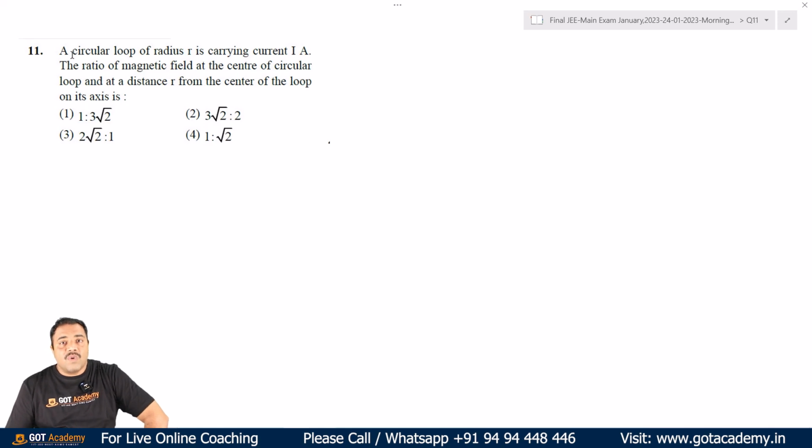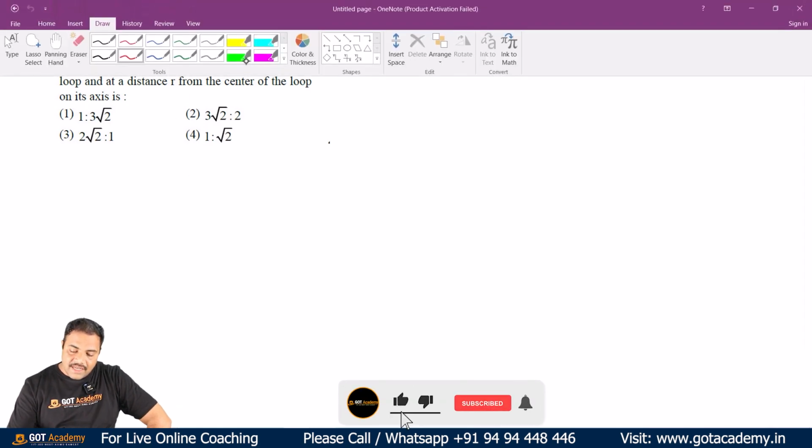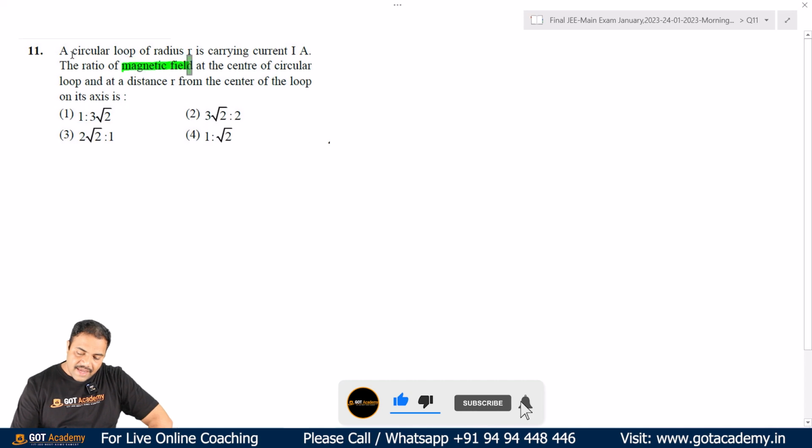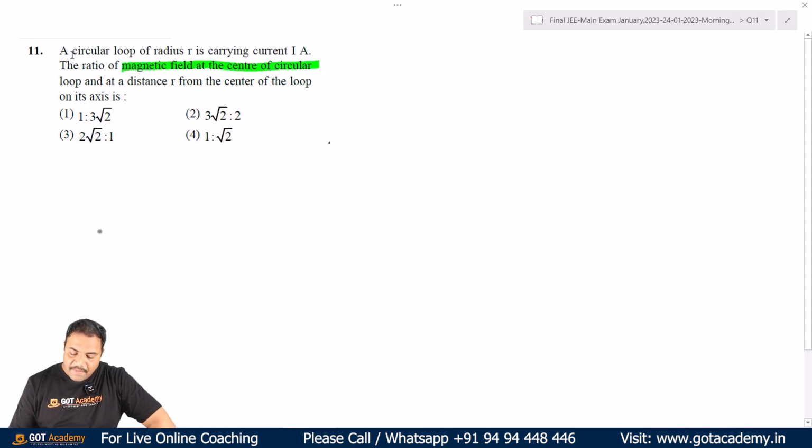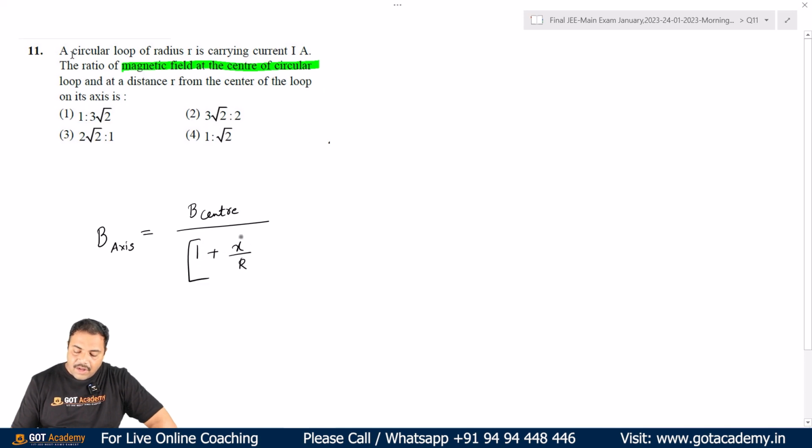So no doubt this is from moving charges and magnetism, the senior inter course. There we have studied a relation that the magnetic field on the axis is equal to the magnetic field at the center of the loop divided by (1 plus x by r) to the power of 3 by 2. This is what we have studied.